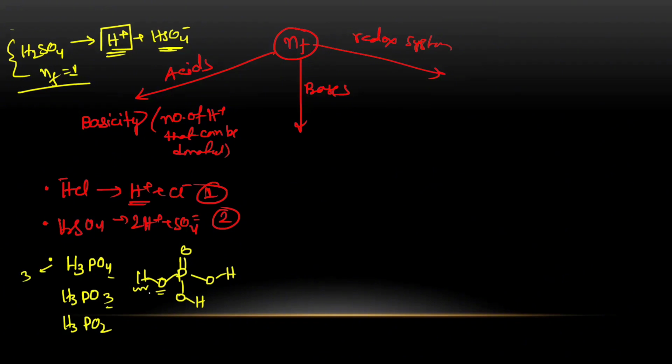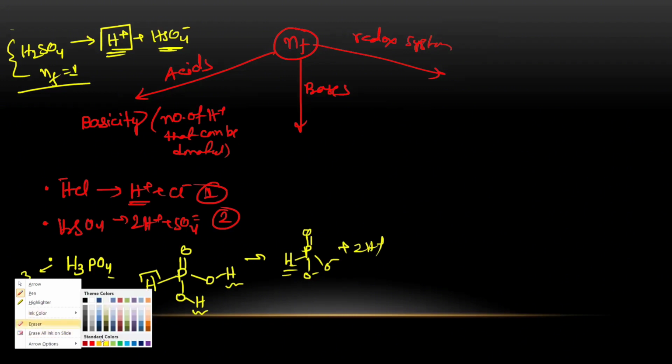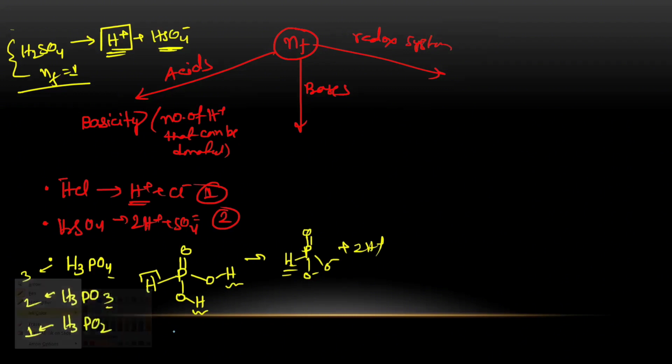But for H3PO3, the structure will be like this. This hydrogen is not connected to oxygen, so it will not be donated. Only this hydrogen and this hydrogen will be donated as H+. So if it dissociates, we will get HP=O2 minus plus 2H+. So this hydrogen will never get dissociated. So 2H+ means n factor 2. Similarly for H3PO2, n factor will be 1. I think you have understood it. Now some more examples of acids, some more exceptional and unique examples.